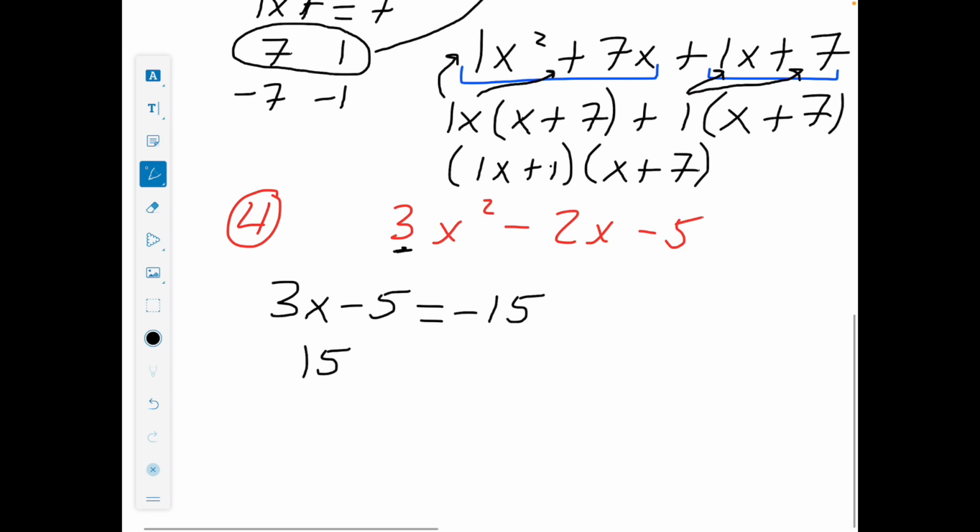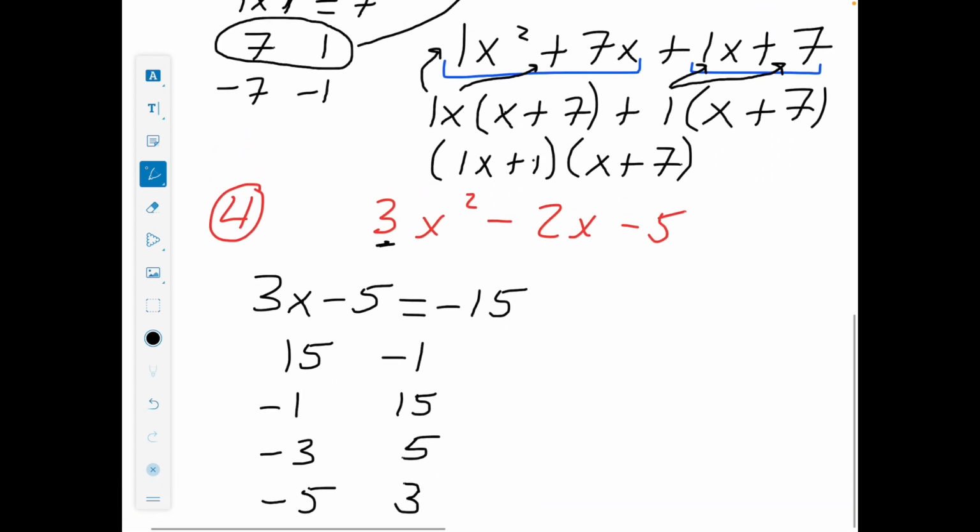Now we're going to write down the factors of minus 15. So to get a minus number, we need to multiply a positive number by a negative number. So we could have 15 multiplied by minus 1. We could have minus 1 multiplied by 15. We could have minus 3 multiplied by 5, or minus 5 multiplied by 3. Now I need to look at these because I need to pick out a pair that will give me minus 2x. 15 minus 1 won't work. Minus 1 plus 15 won't work.